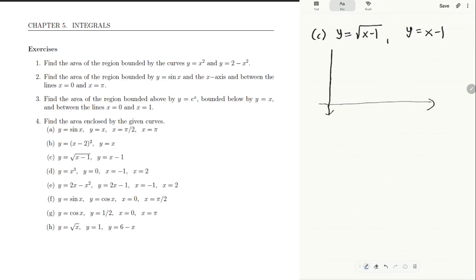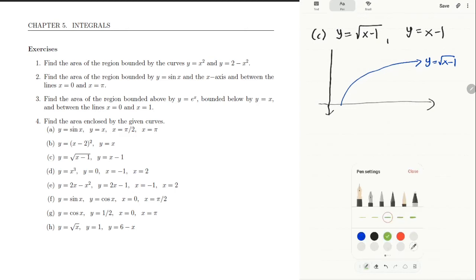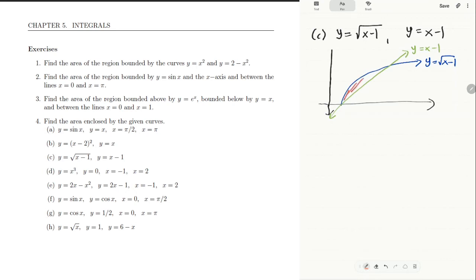So the root of x minus 1 is the upper half parabola, and the line x minus 1 is this line here, and the region that's bounded between them is going to be this shaded region.